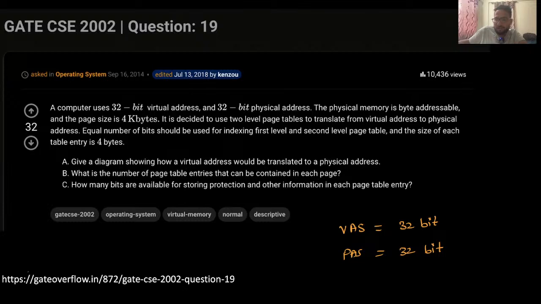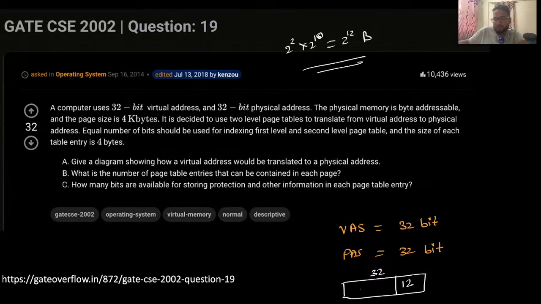So if you want to store this page in the physical address space, since it is 32 bits, 4 kilobytes means 2 power 2 into 2 power 10, which is 2 power 12 bytes. So it is 12, and this is 20, right? It is decided to use a two-level page table to translate from virtual address to physical address. So basically, they are saying that the virtual address space and the physical address space are both 32 bits.